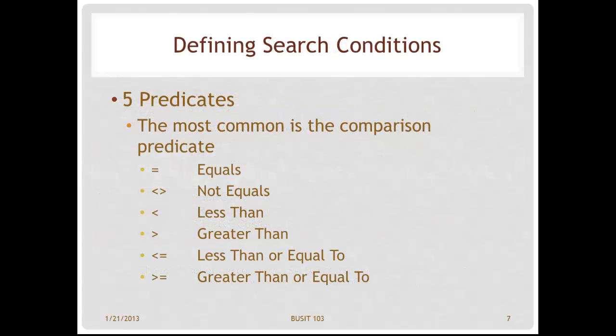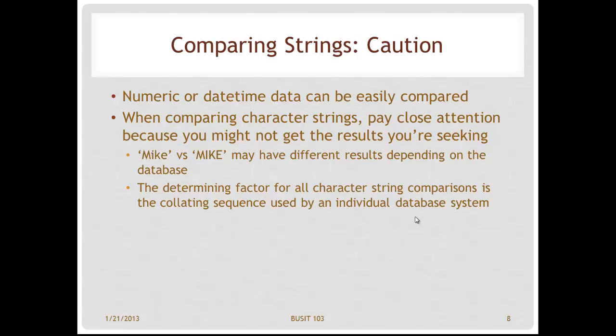Defining our search condition. Of the 5 predicates, the most common is the comparison predicate. It includes equal to, not equal to, less than, greater than, less than or equal to, and greater than or equal to. If the terms less than or equal to and greater than or equal to are not common to you, I suggest that as you're using them, you actually say them. So you'll say, I want to know all the prices that are less than or equal to $1,000. And that'll remind you how to write it. Less than, equal to.